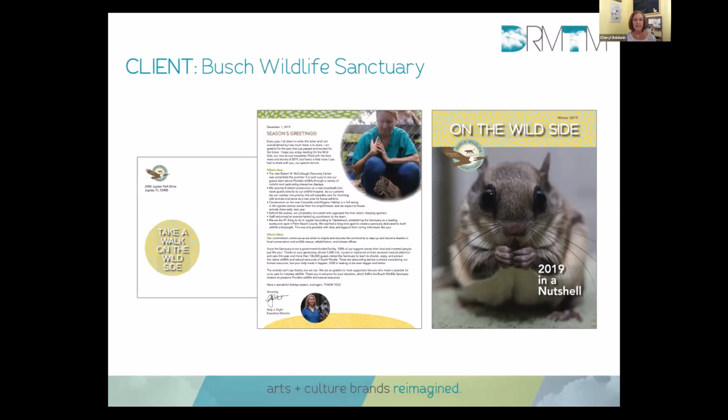And when they opened it, it was a letter from the executive director. Again, the branding is shining through. The messaging is very human and appealing. The animals are on there. And the appeal, they're asking for what they want in that letter. And then there was an 8-page newsletter that, again, carried the branding through, carried the feel through. On the Wild Side was the name of the newsletter, which is why we did Take a Walk on the Wild Side on the envelope.